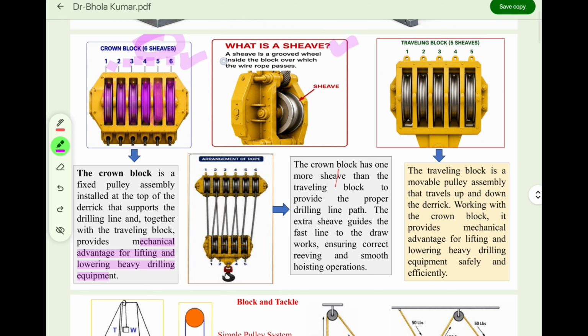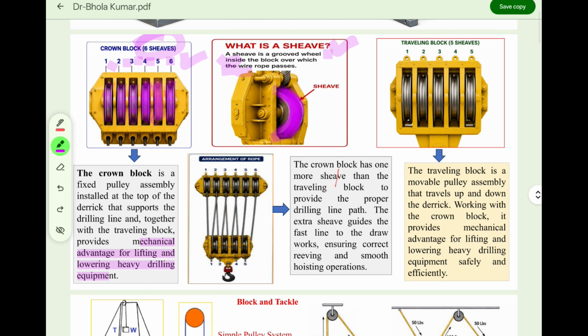Let's talk about what the sieve is. As I discussed, a sieve is the groove of the wheel inside the block over which the wire rope runs. Basically, in this sieve we pass the rope. So in this sieve we try to pass the rope, right? This groove we call a sieve.